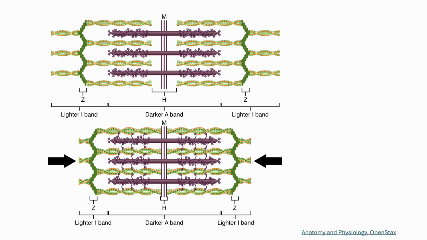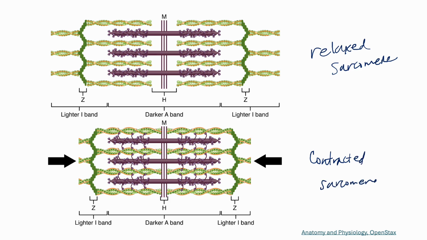All right, this is our final slide to look at in this video. What I want you to see is how the banding pattern and how the sarcomere changes when it goes from relaxed to contracted. So at the top, we're beginning with a relaxed sarcomere. And then below, we're seeing a contracted sarcomere, or it may not be fully contracted, but it is contracting.